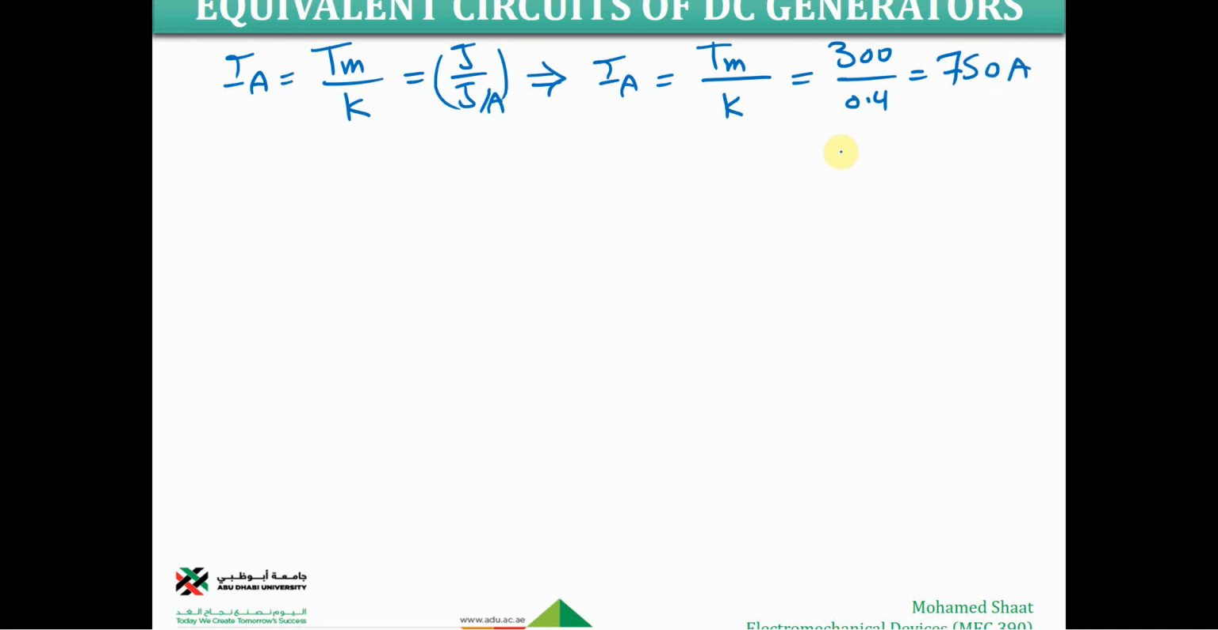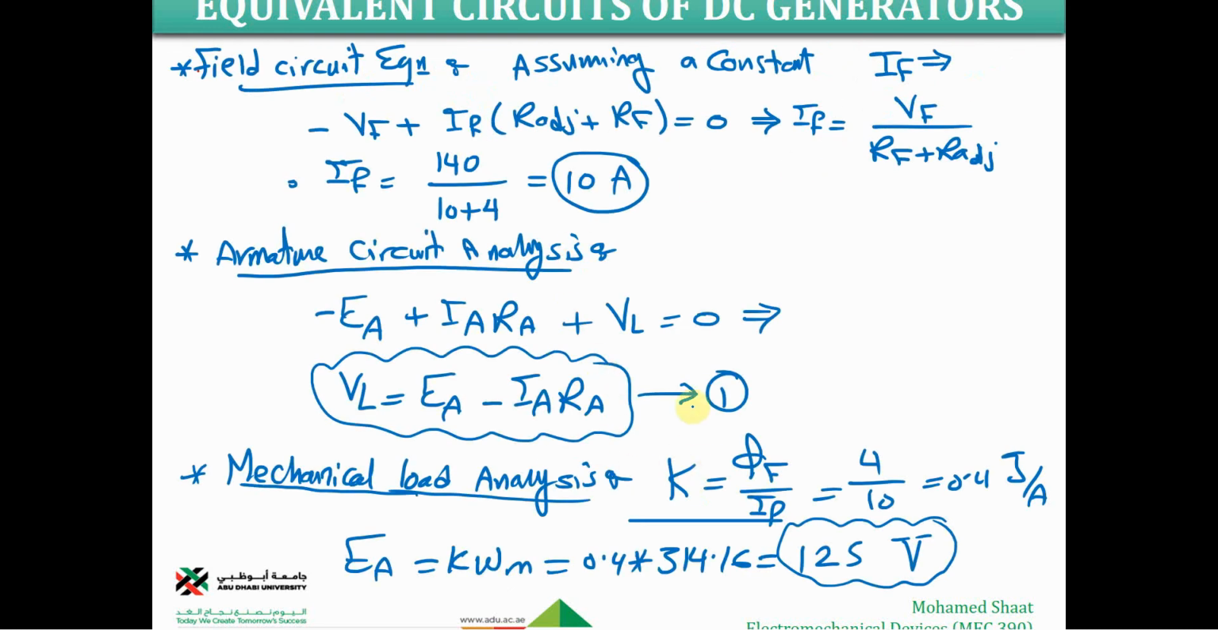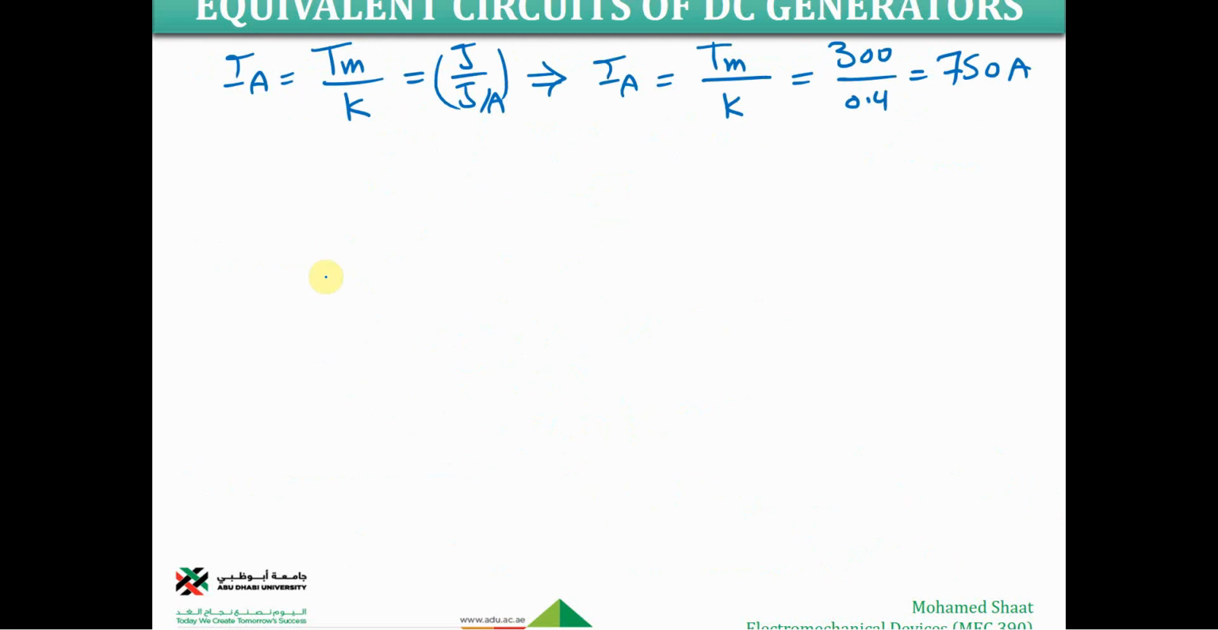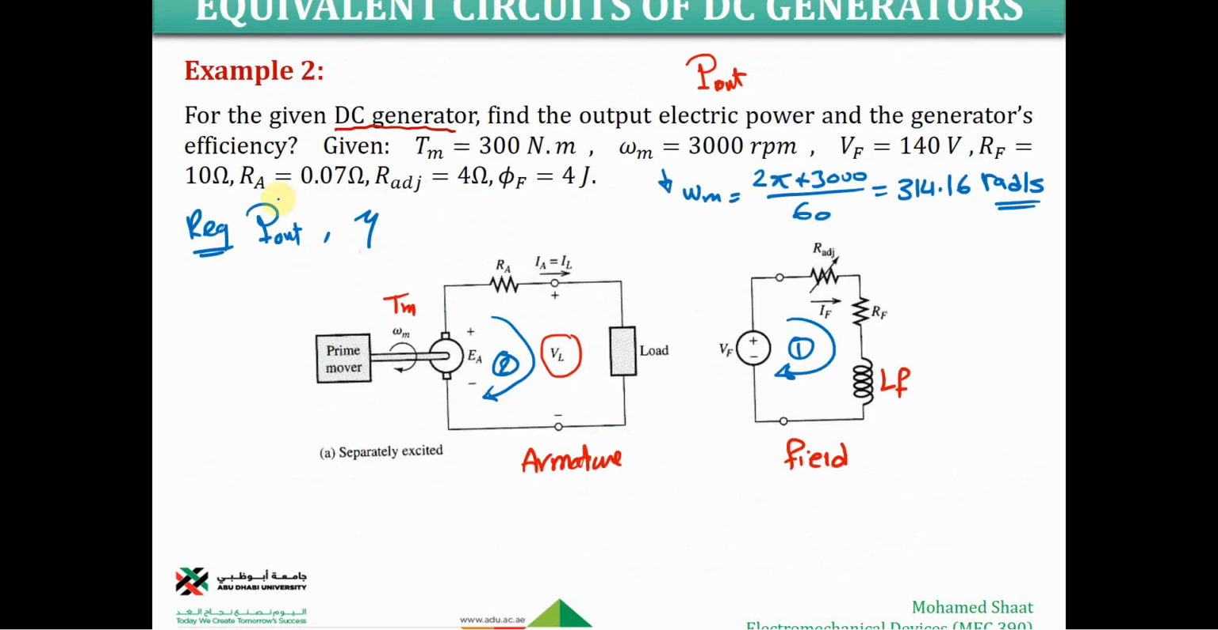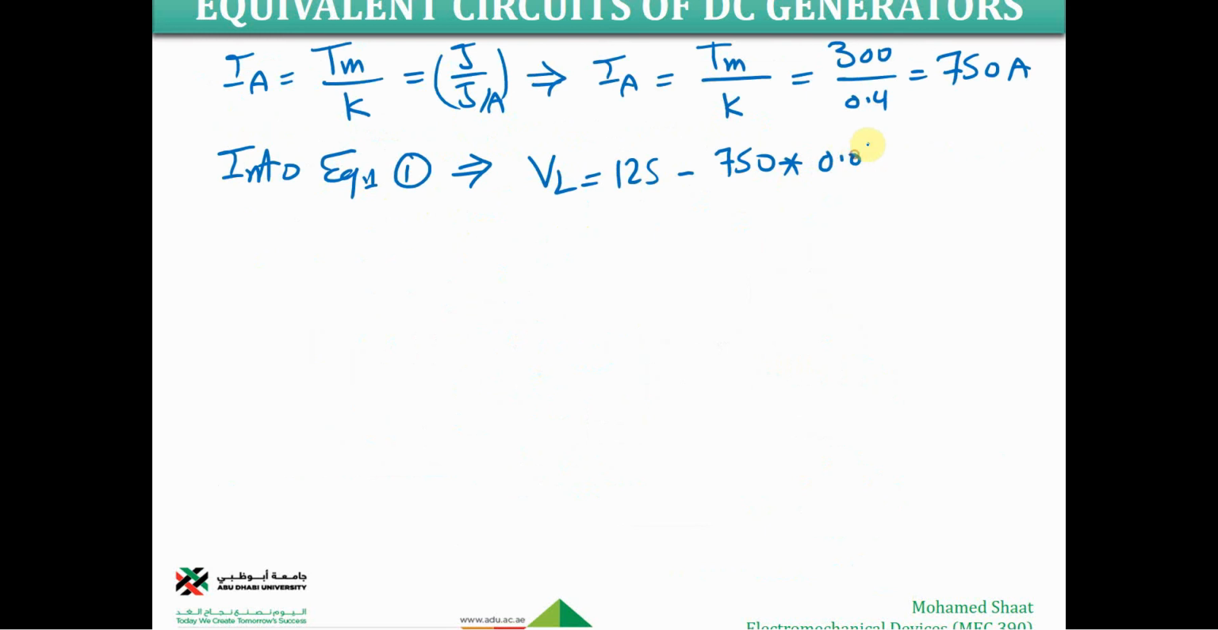Once we found these two parameters, we can plug them into VL. So, substituting into equation 1, we end up with VL equals EA, which we just got as 125, minus 750 times RA. RA, the armature resistance, was given as 0.07.